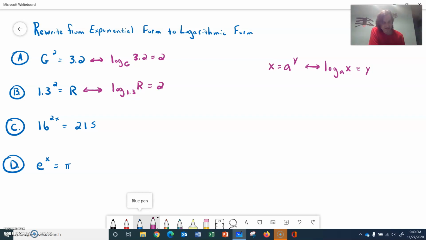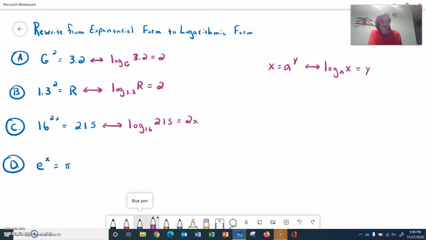C, 16 raised to 2x equals 215. So keep in mind that in my definition, a, y, and x are all placeholders, so they can be more complicated things than just a single variable or number. But that conversion would be log base 16 of 215 equals 2x.